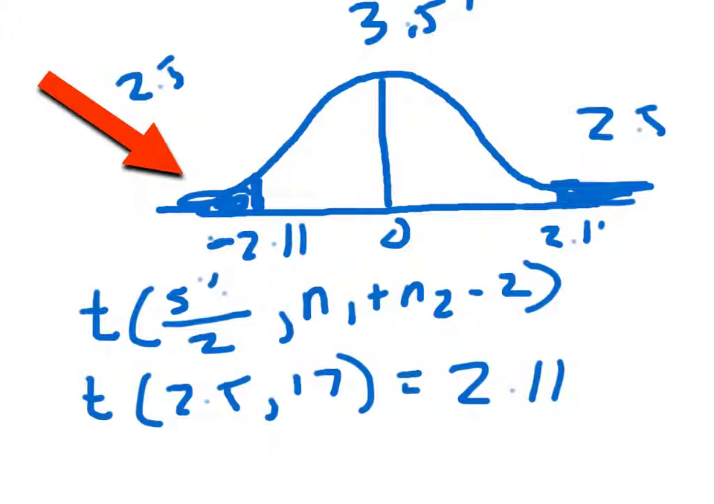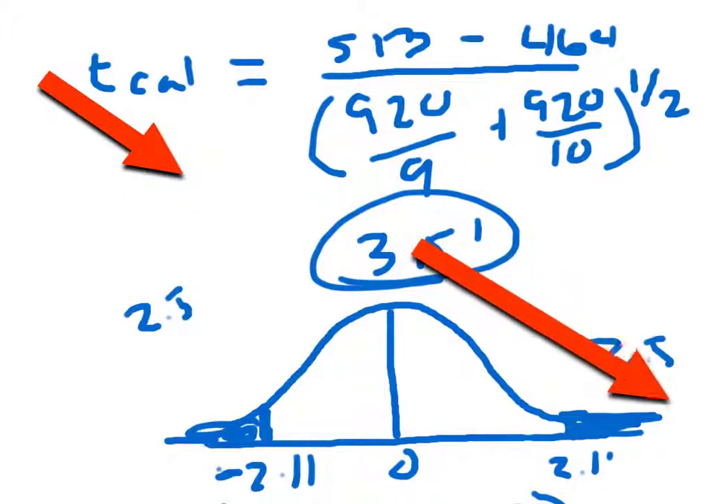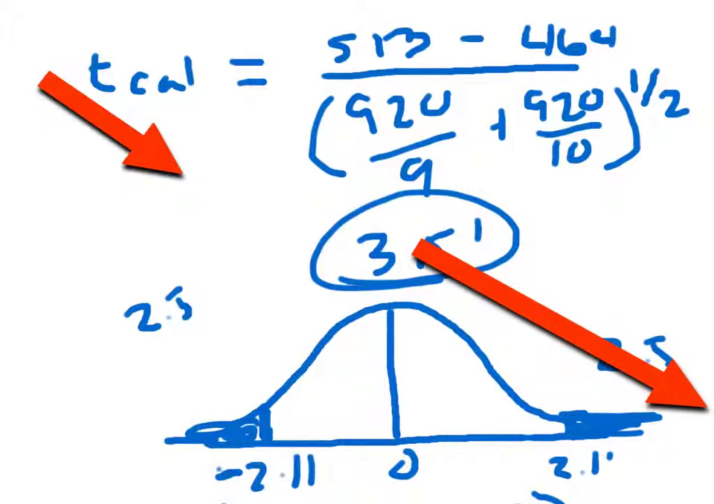Now, the t that we calculated is 3.51, and it would definitely fall out in here. So we would conclude that there is a significant difference in GMAT scores between these two groups.